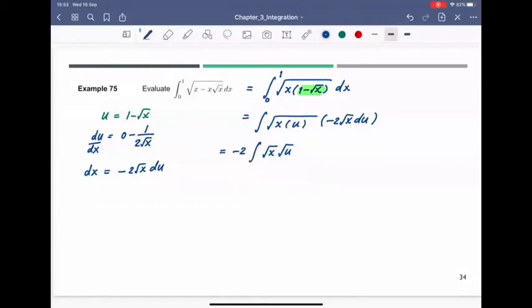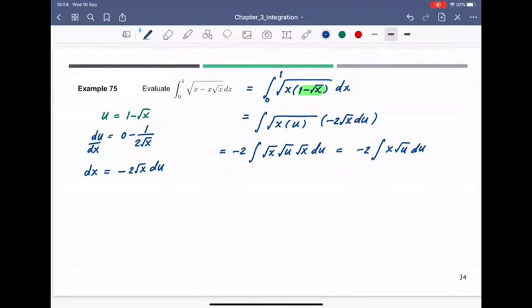Then integrate that, and then square root x du. Because I have square root x two times, I can group it up. So it's going to be negative 2 integrate x square root u du. Better or not? You can see that now we need to get rid of x, which we can, right?